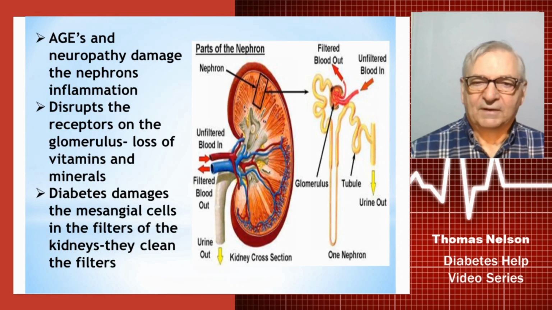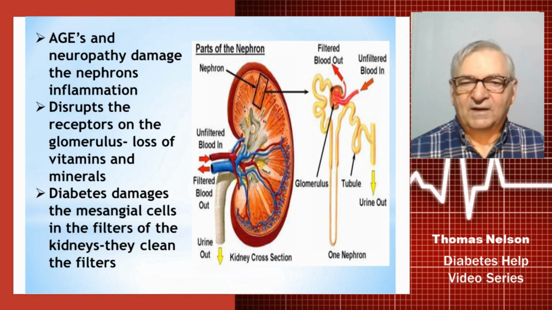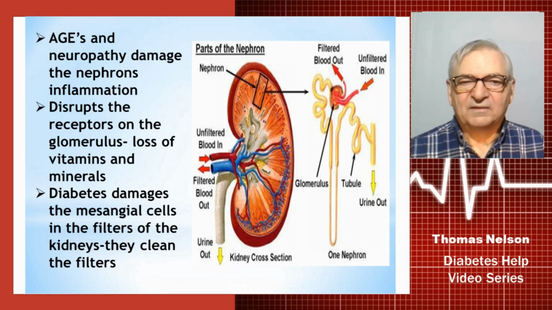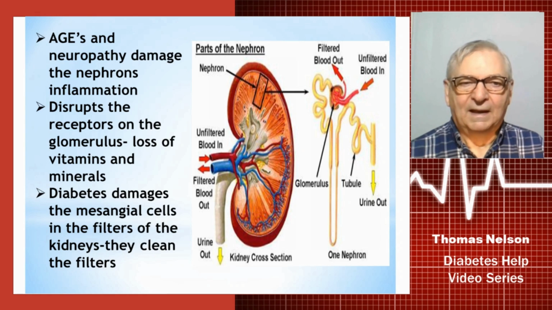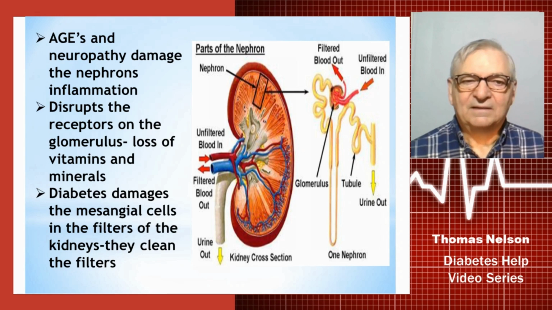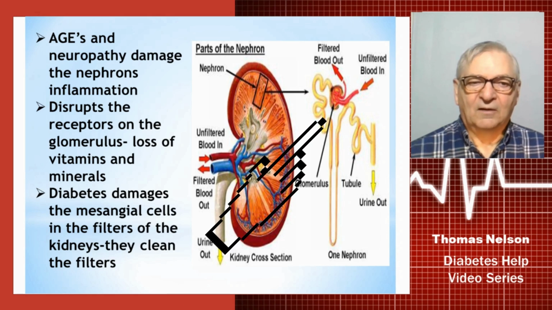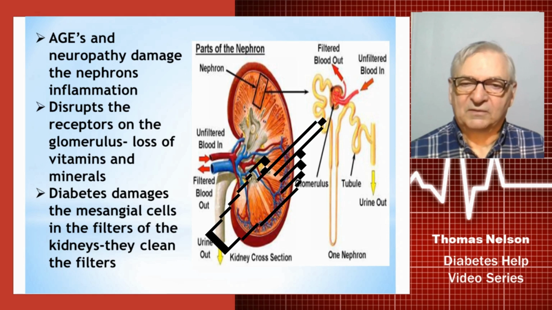AGEs, those are extremely important. There's a video lesson particularly focusing on AGEs. They're called advanced glycation end products. It's whenever your blood sugar is high, glucose will bond to certain proteins in the body, and it causes massive amounts of inflammation and damage. Those AGEs and neuropathy together damage those nephrons, those very, very fragile filters in your kidneys, and it causes inflammation that also contributes to the damage.